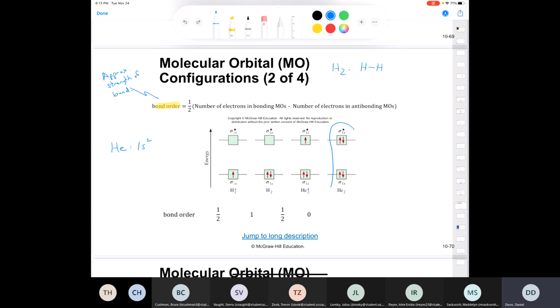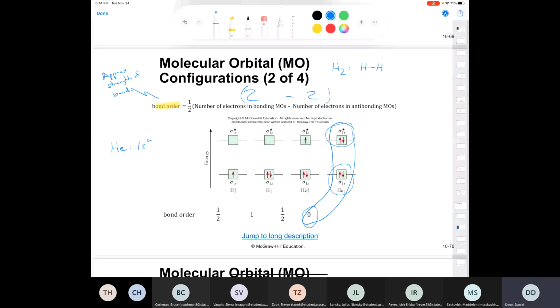Now let's get to the last one. Helium. You can already see that the bond order is 0. That means it can't form a bond. It doesn't exist. Okay, there's no such thing as He2. If you're like, well, why did you put it in here, Mr. Dion? Just to illustrate a point. It's got 2 electrons in bonding MOs, and it's got another 2 electrons in antibonding. 2 minus 2 is 0. 0 times 1/2 gives me 0.